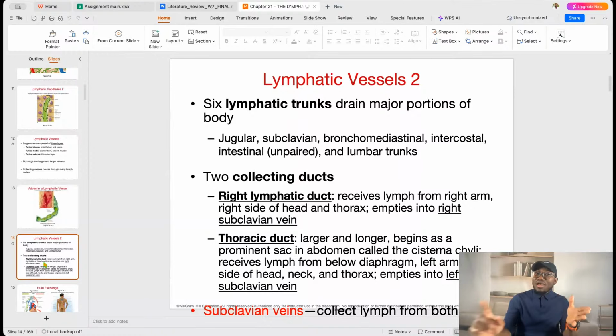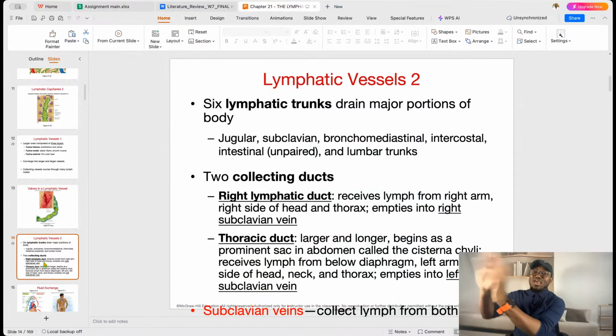Now, for the vessels, we talked about the six lymphatic trunks and two collecting ducts. You can get the lymphatic trunks in different places: the jugular, the subclavian, the bronchomediastinal, the intercostal, the intestinal, and the lumbar. You can get them in all these places. These six lymphatic trunks use two specific ducts, which are the right lymphatic duct and the thoracic duct. So you need to know where the right lymphatic duct collects from and where the thoracic duct collects from. It's just like saying, in this big building, I employed two janitors. One of the janitors is the right lymphatic duct janitor.